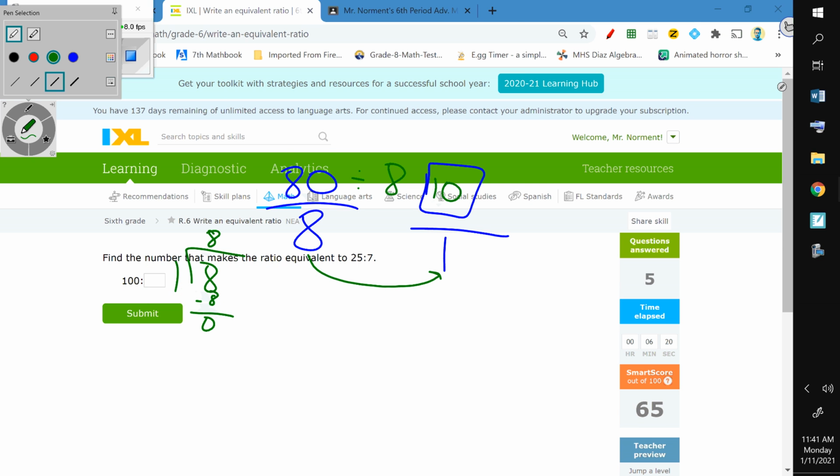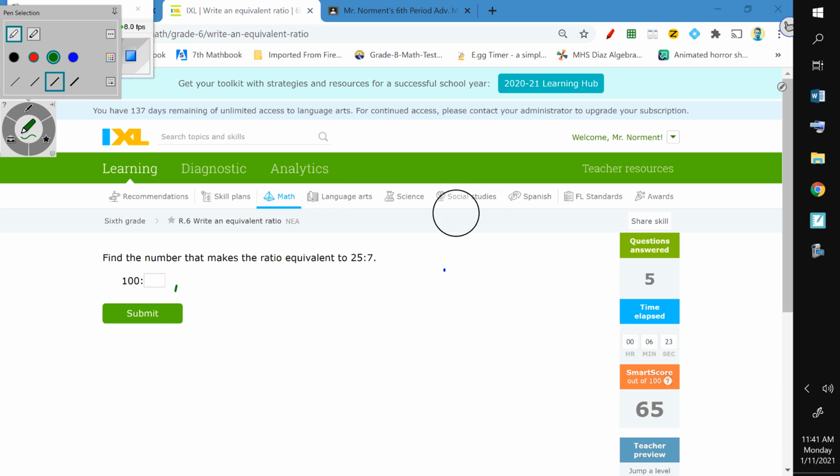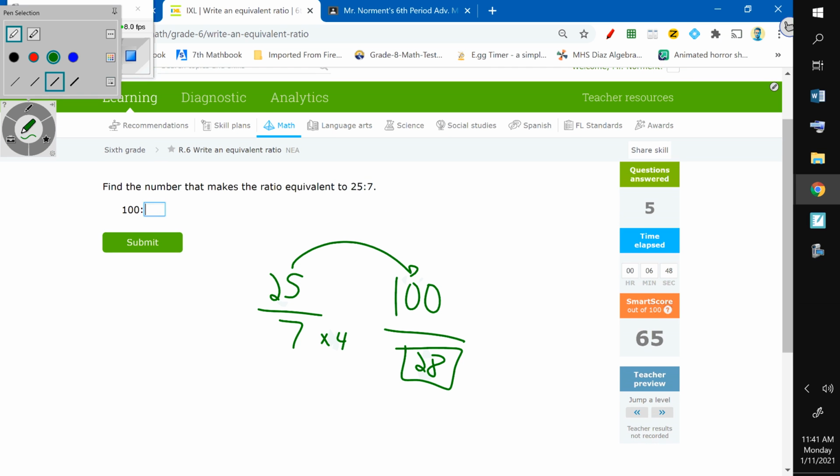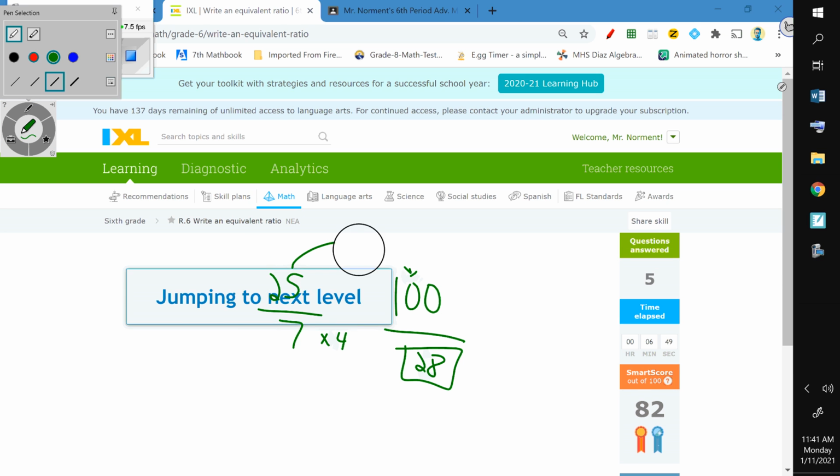Okay? And this one, see if you can figure this out on your own, okay? You can pause the video and then try to do it and then come back. 25, so you're increasing. 25 times what is 100? Times 4. 4 quarters and $1, 25 cents. So multiply this times 4 and you get 28. But even though that's the answer, I want one more division.